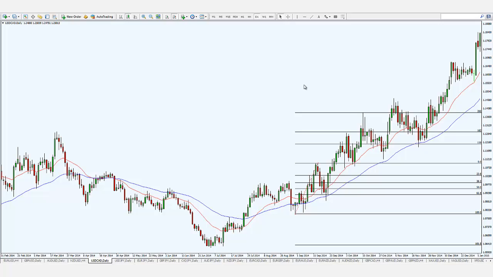It will give you a projection of the 138 extension, the 162, and the 200. You can use this information to anticipate areas where price may bounce. If it does bounce off them, you can look to lock in your profits. I would say take profits at these key areas. How much profit you want to take off is entirely up to you and your trading plan.